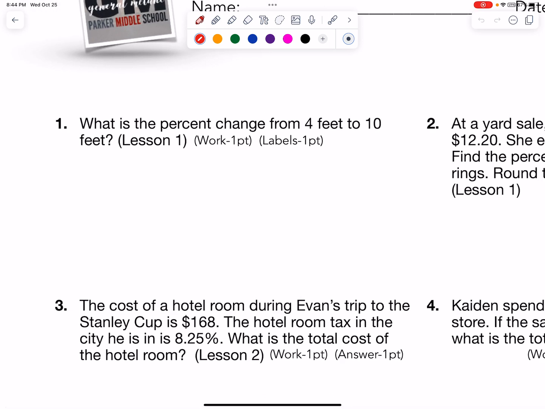I noticed lesson 1 is percent change. I remember right away that that is end minus start over start. We're going to fill this in, but before I do, I want to label. From 4 to 10, that's start and end. So end minus start over start. Make sure that all matches.